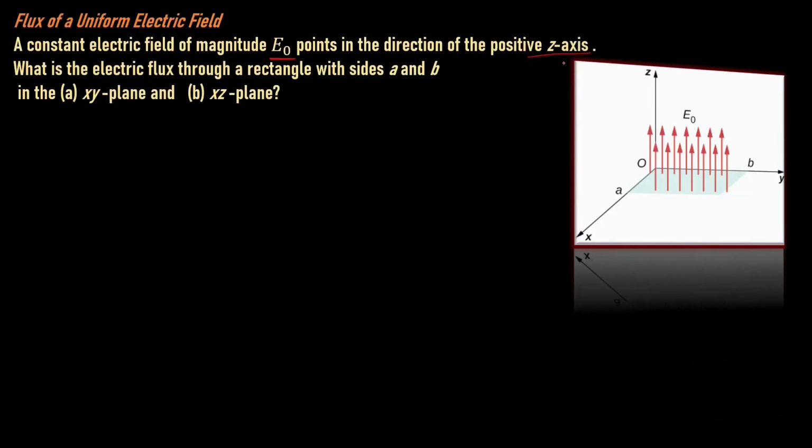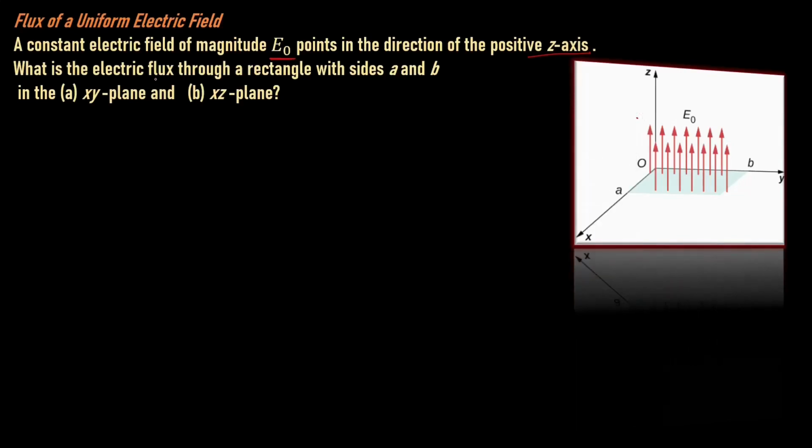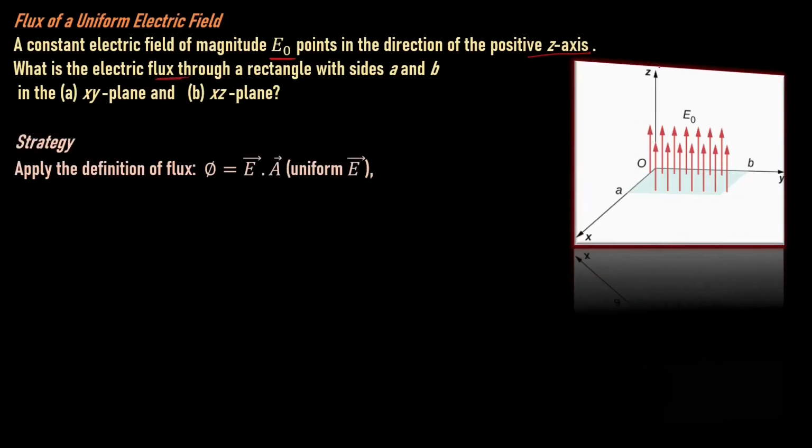So our first strategy is to look at the figure very carefully, and we have to find the electric flux. That means in order to know the electric flux, we must know the direction of the electric field and the direction of the area vector. These are the two important key points we have to keep in mind. According to our figure, the electric field is E0 and its direction is along the positive z-axis. So this is to be taken as fixed. That is our first strategy.